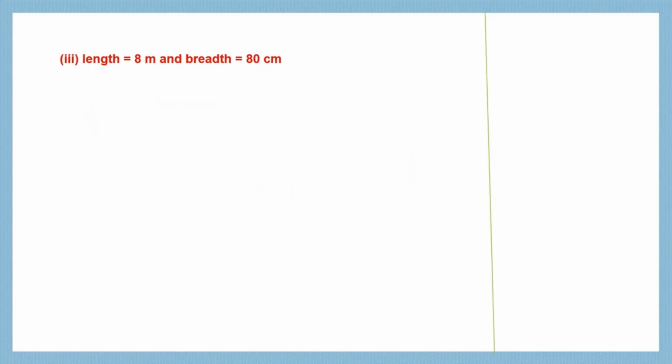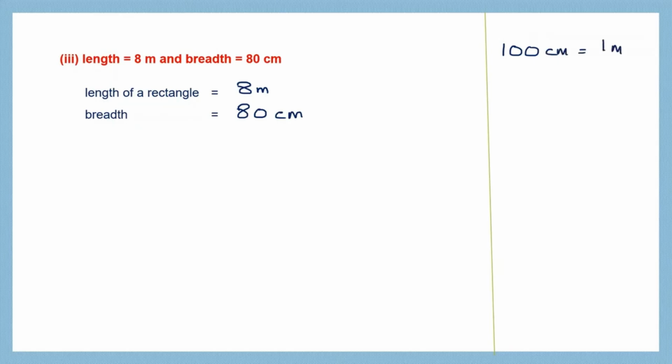Question 3. Length is 8 meters and breadth is 80 centimeters. Let's find out the perimeter. So length of a rectangle given to us is 8 meters. Breadth given to us is 80 centimeters. Now before we find the perimeter, we need to see the units. And as you can see, length is in meters and breadth is in centimeters. So let's convert the centimeters to meters. 100 centimeters make 1 meter. Therefore, 80 centimeters will be 80 by 100.